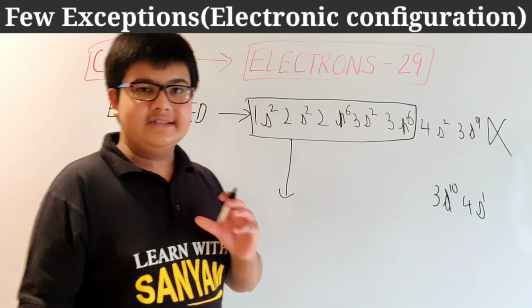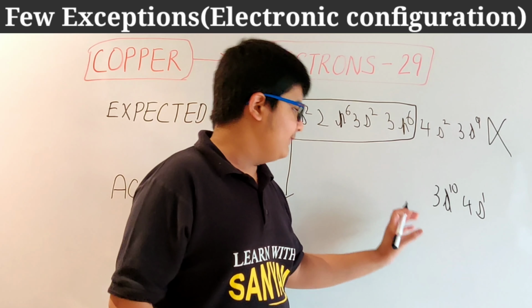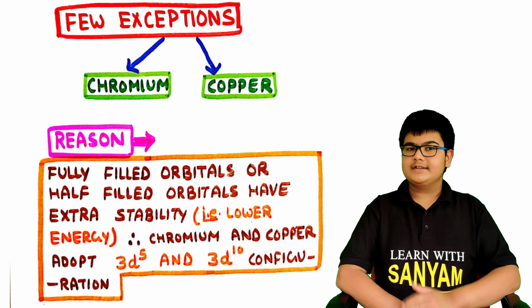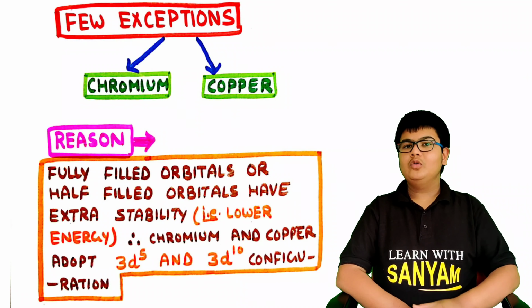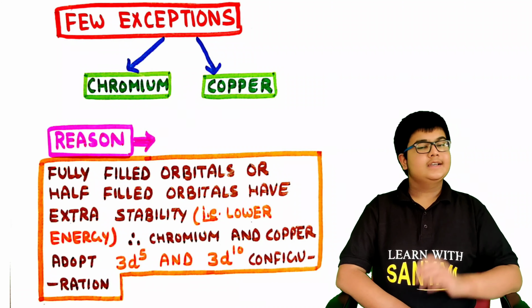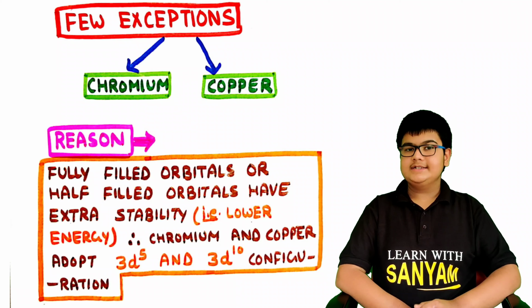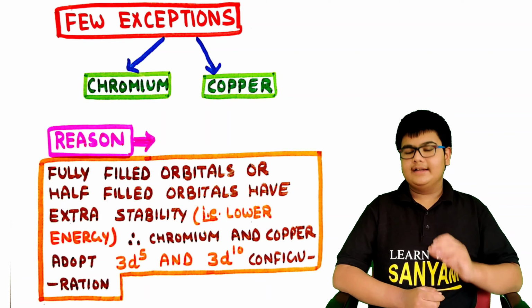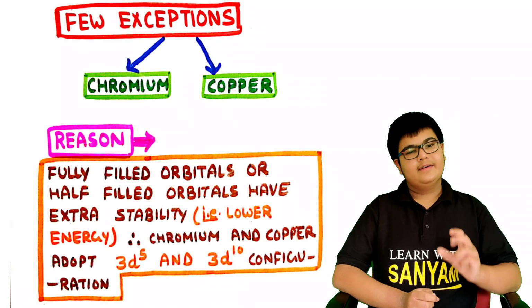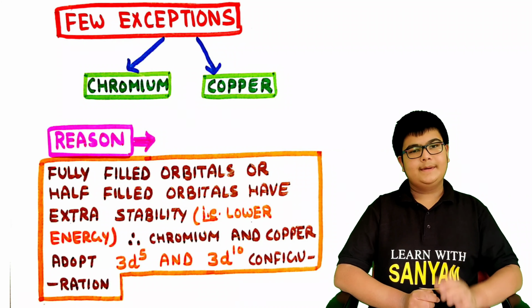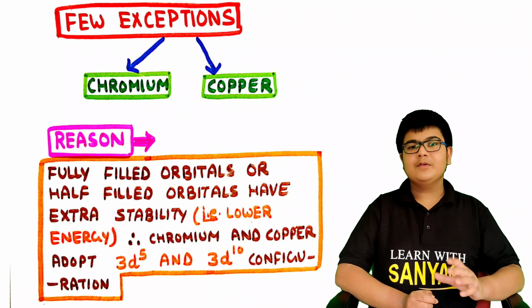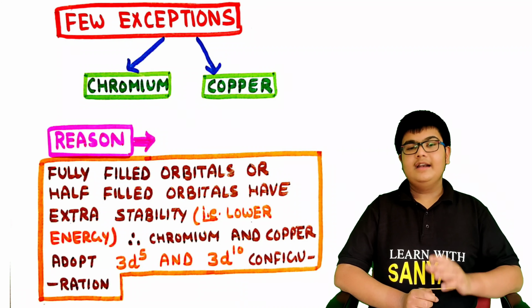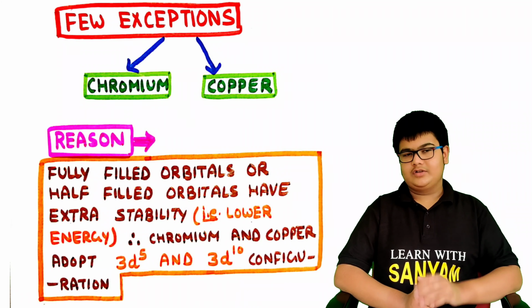Now let's see what is the reason that we fill the d shell first and the 4s afterwards. So let's see the reason why copper and chromium don't follow the rules. This is because fully filled orbitals or half filled orbitals have extra stability and lower energy. So the reason that copper and chromium first fill their 3d orbital is that this provides more stability to them. As you know, the 3d orbital has a maximum capacity of 10 electrons.